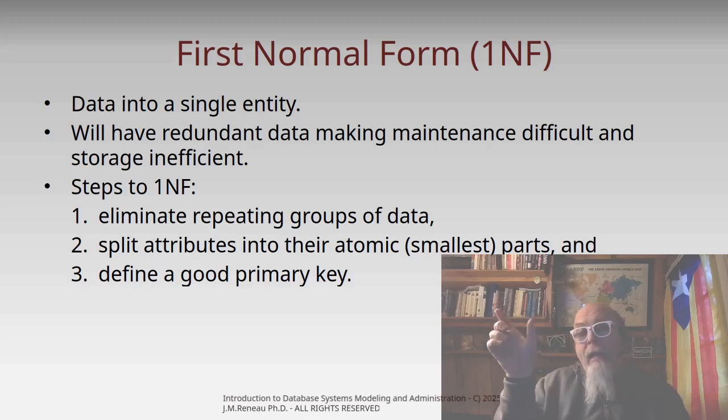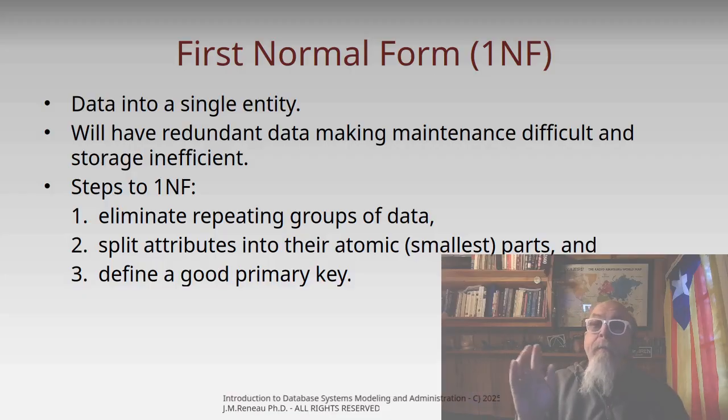So we would take that column. Maybe there's a column that's got last name, comma, first name, space, middle initial. Well, we want to break that up into three columns: last name, first name, middle initial. So we want to break things up into their atomic smallest parts.